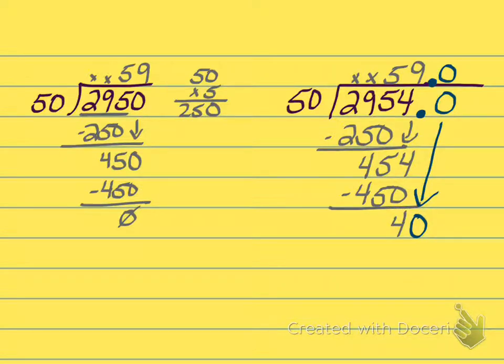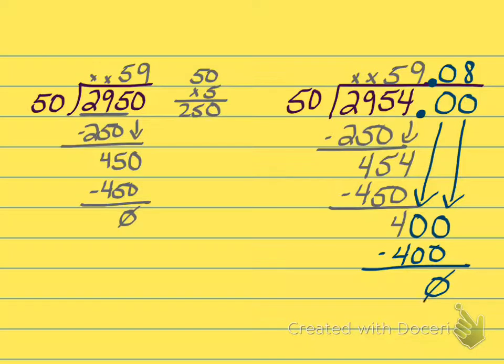So that means I'm going to add one more 0 to my dividend, excuse me, and I'm going to drop down that other 0. Now I have the number 400 down here. So I think to myself, 50 goes into 400 how many times? 8 times. 8 times 50 gives me 400. I subtract and I get a 0.